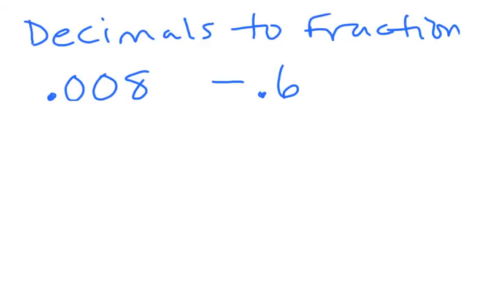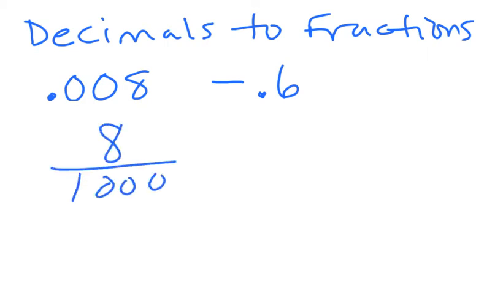Now, let's change decimals to fractions. Okay? Decimals to fractions. Look at this decimal. 0.008. That's tenths, that's hundredths, that's thousandths. So doesn't this read 8/1000ths? Of course it does. So it's 8/1000ths. Another way I can tell is 3 decimal places, 3 zeros.